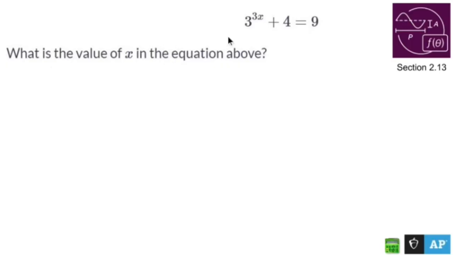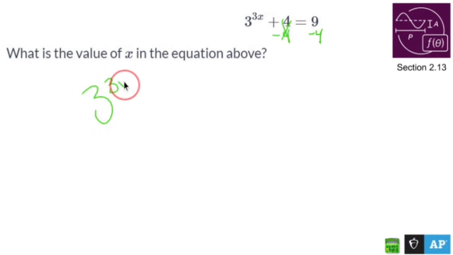What is the value of x in the equation above? All right, I have myself a calculator here, so I'm hoping things that are magical are going to happen, but probably not. I have to isolate this x somehow, which means the first thing I'm going to do is get rid of that 4. Now, nothing magical happens, right?